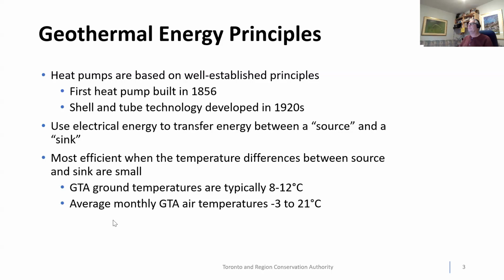And one of the key things here is it's most efficient when the temperature differences between source and sink are small. And things to think about, GTA ground temperatures are typically 8 to 12, while monthly GTA air temperatures range between -3 to 21 degrees. So you can see quickly here that the groundwater gives us some nice stable temperatures to work from that can be very thermally efficient.